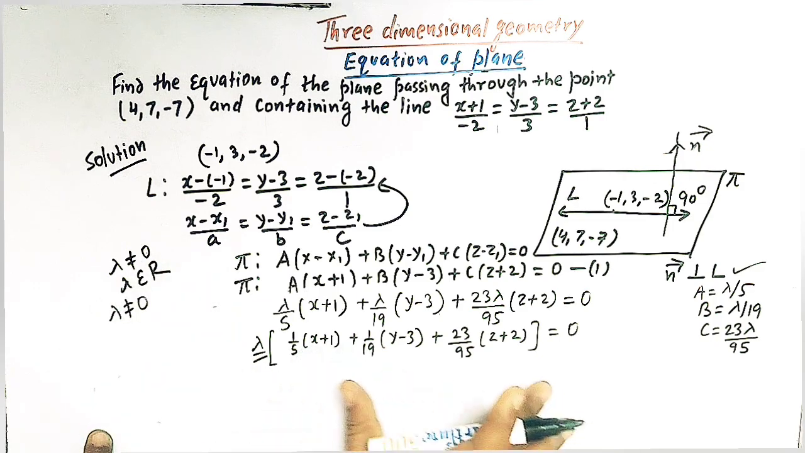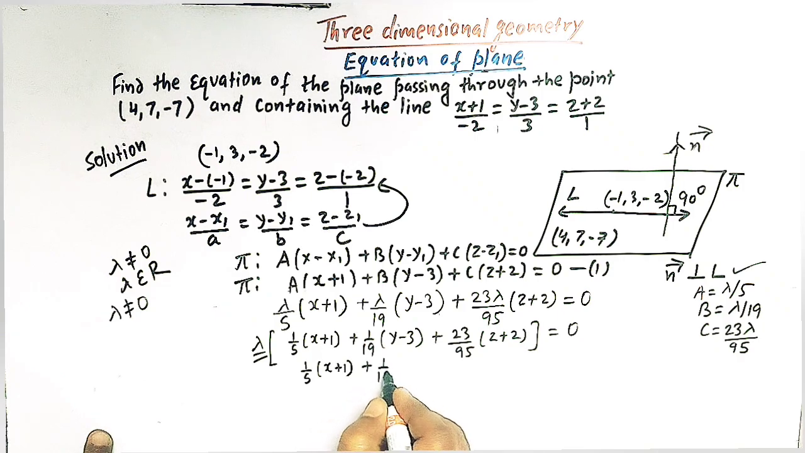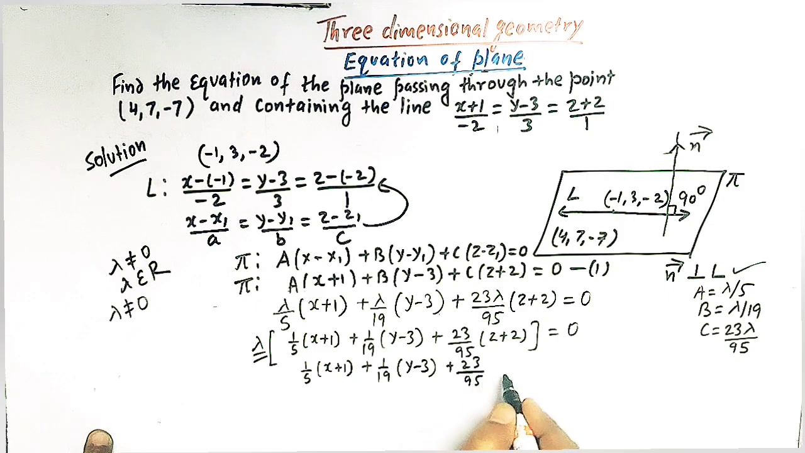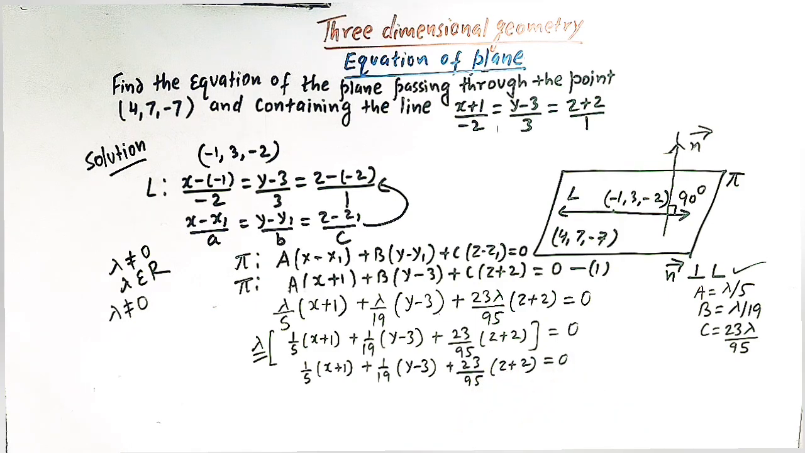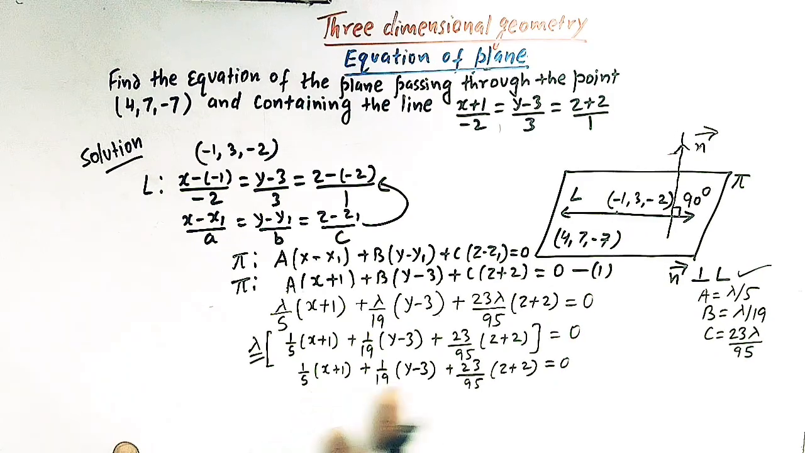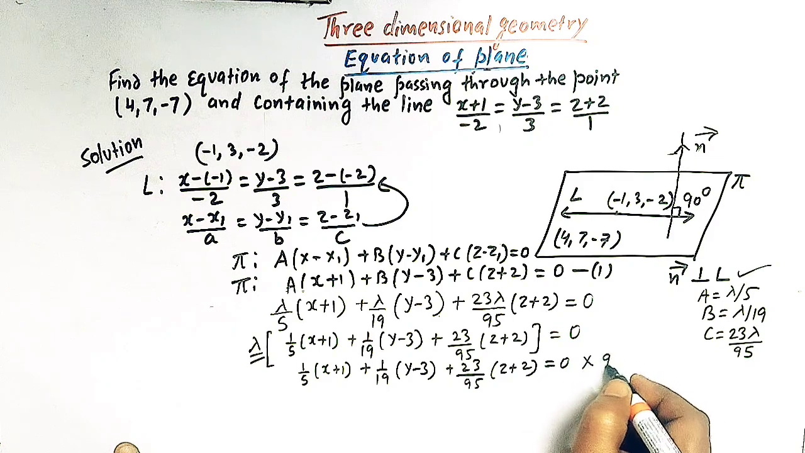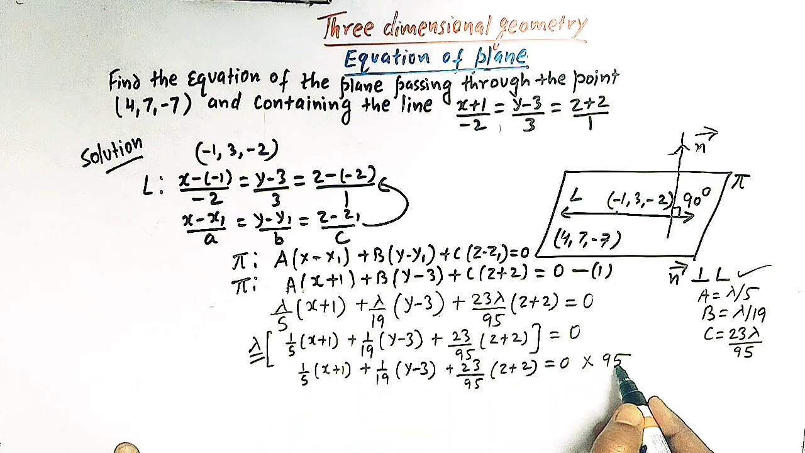So this factor has to be equal to 0. So we have 1 over 5 x plus 1, then 1 over 19 y minus 3, and 23 over 95, and z plus 2 is equal to 0. So now let us multiply this equation throughout by 95, so that we can get rid of the denominators here. So now here we have 1 over 5 times 95.